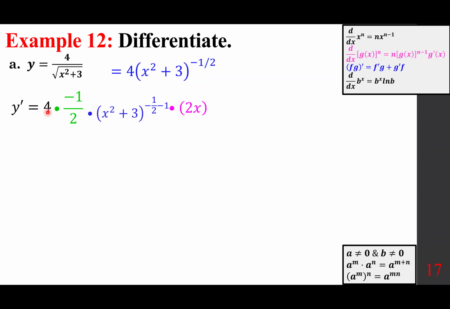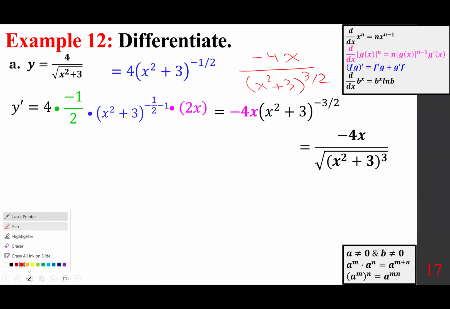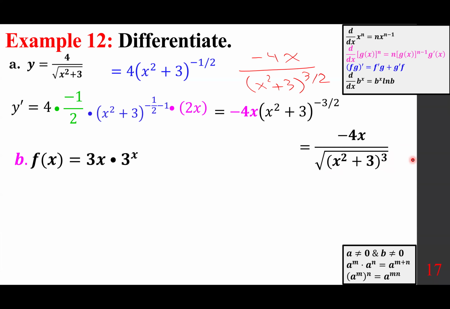So first and foremost, the product of these two is negative 2, and this is negative 4x. So this is in the numerator. This goes down with the positive 3/2. In other words, minus 4x over x squared plus 3 to the power of 3/2. And you put it in the same format as the square root that we got. So square root of x squared plus 3 quantity cubed. You can put the exponent inside the radical or outside, makes no difference.